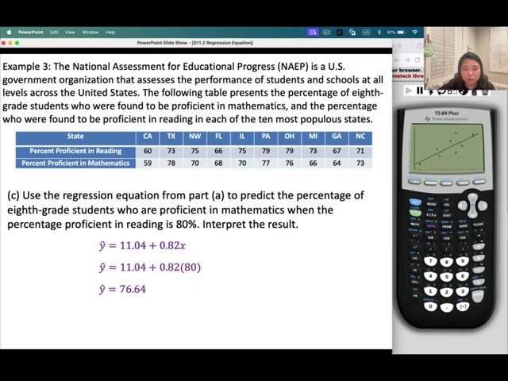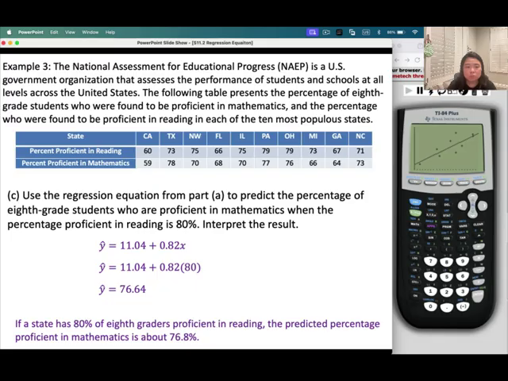So y equal to 76.64. Interpret the result. If a state has 80% of 8th graders proficient in reading, the predicted percentage proficient in mathematics is about 76.8%.